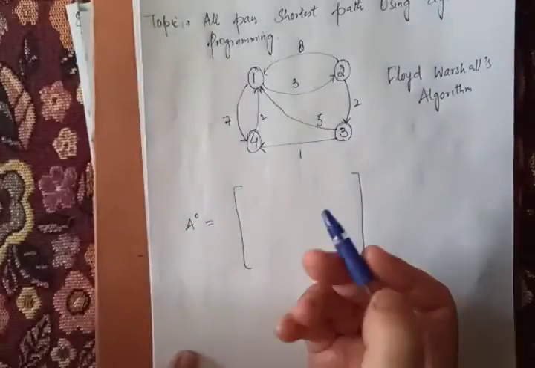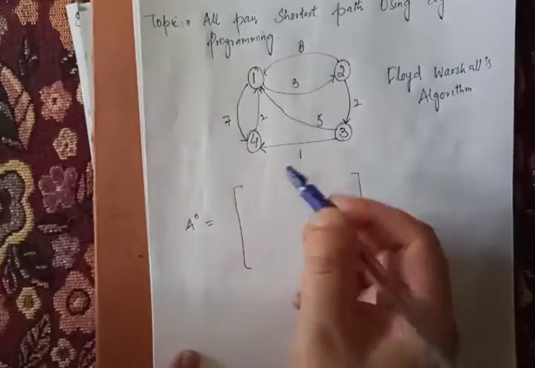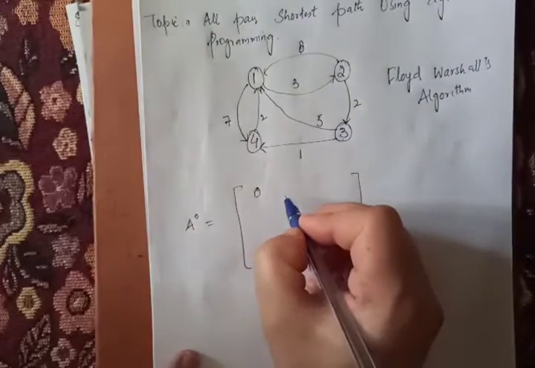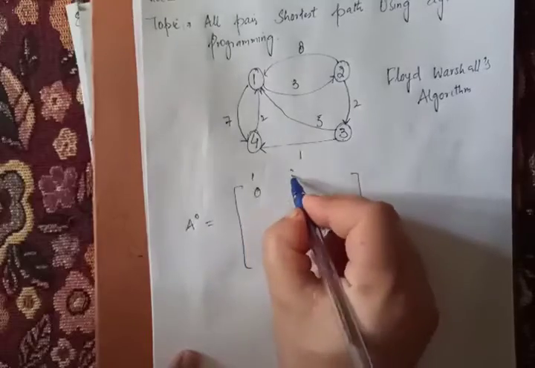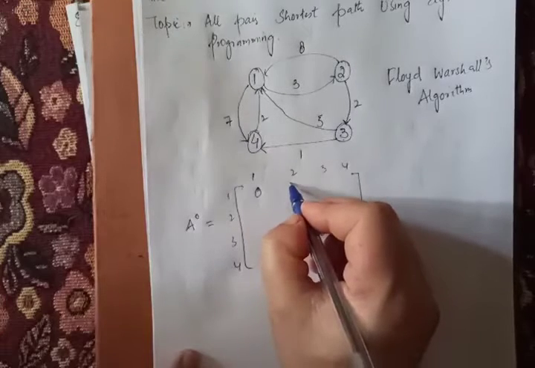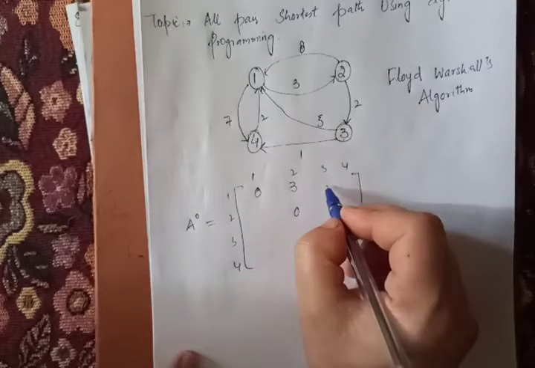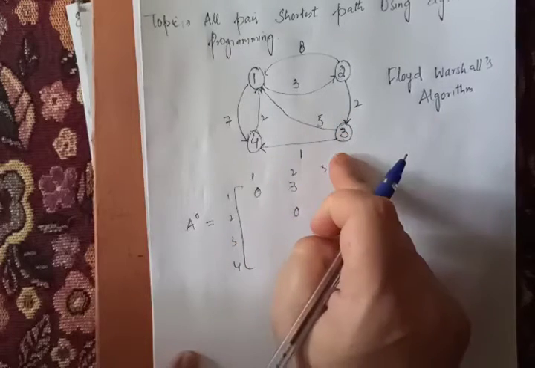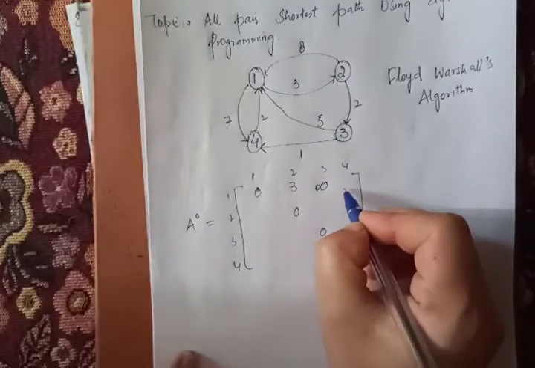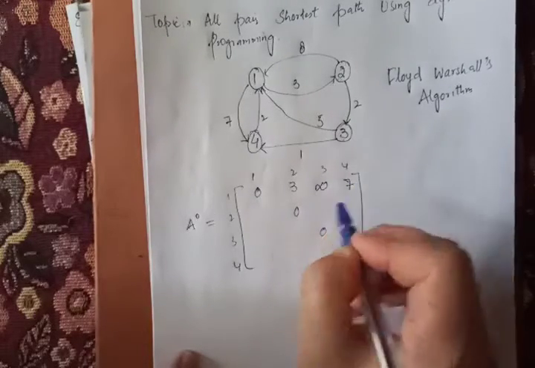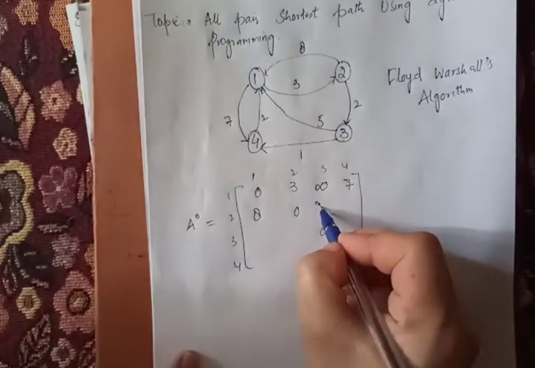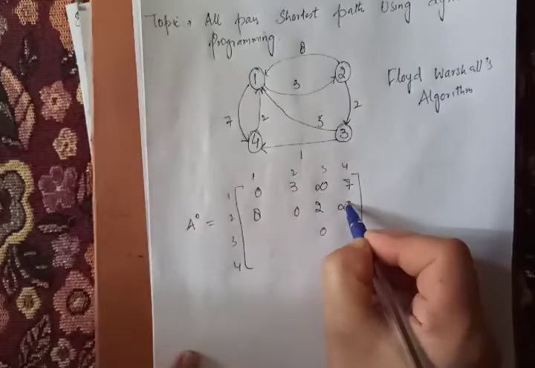First step is to convert the graph into a matrix. There is no self loop, so all the diagonal elements will be equal to 0. Just to make it clear, 1 to 2 it is 3. 1 to 3, there is no direct path, so let it be equal to infinity. 1 to 4 it is 7. 2 to 1 is 8. 2 to 3 is 2, and 2 to 4 there is no direct link, let that be equal to infinity.